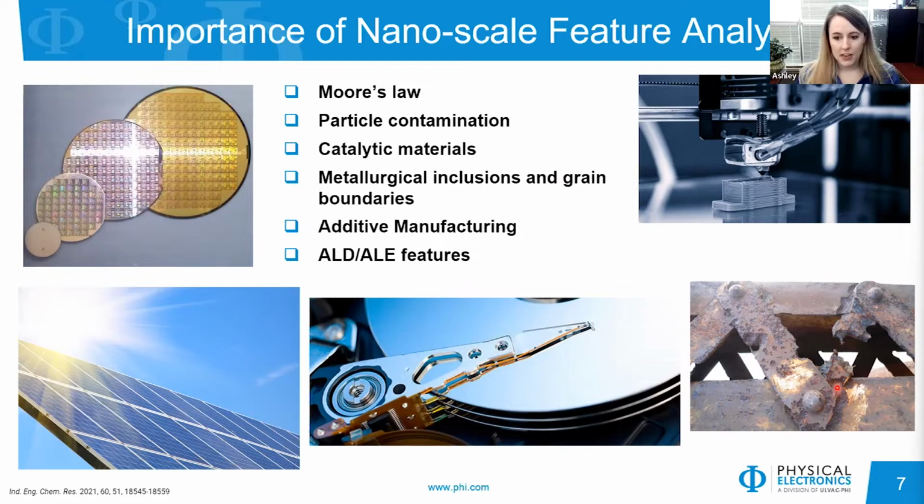More recent scientific advancements include additive manufacturing or 3D printing, atomic layer deposition, and atomic layer etching. These applications also heavily rely on the ability to accurately characterize features in the nano regime. Of course, one of the best characterization tools on the market for these types of features is Auger Electron Spectroscopy.